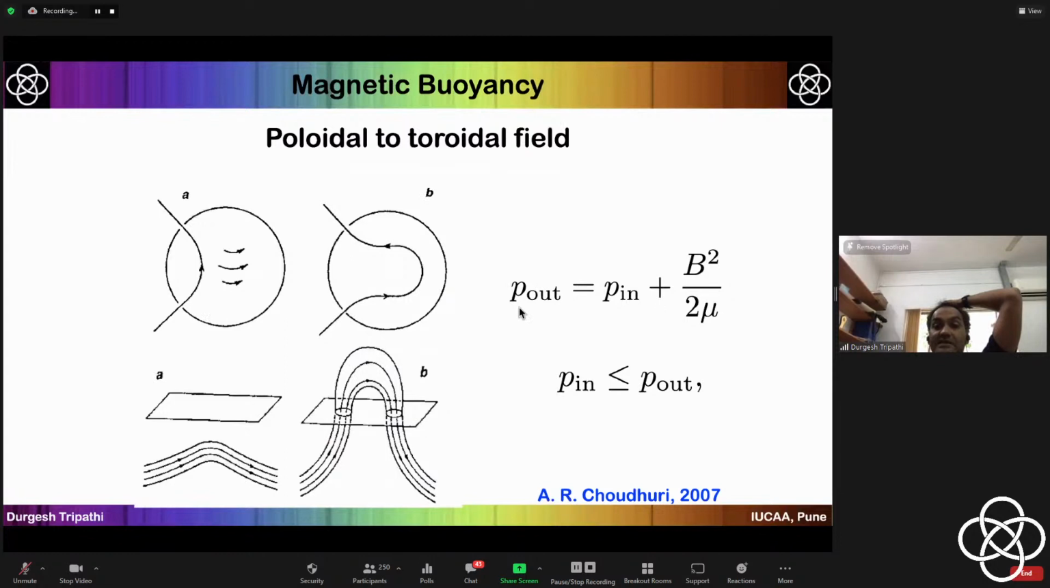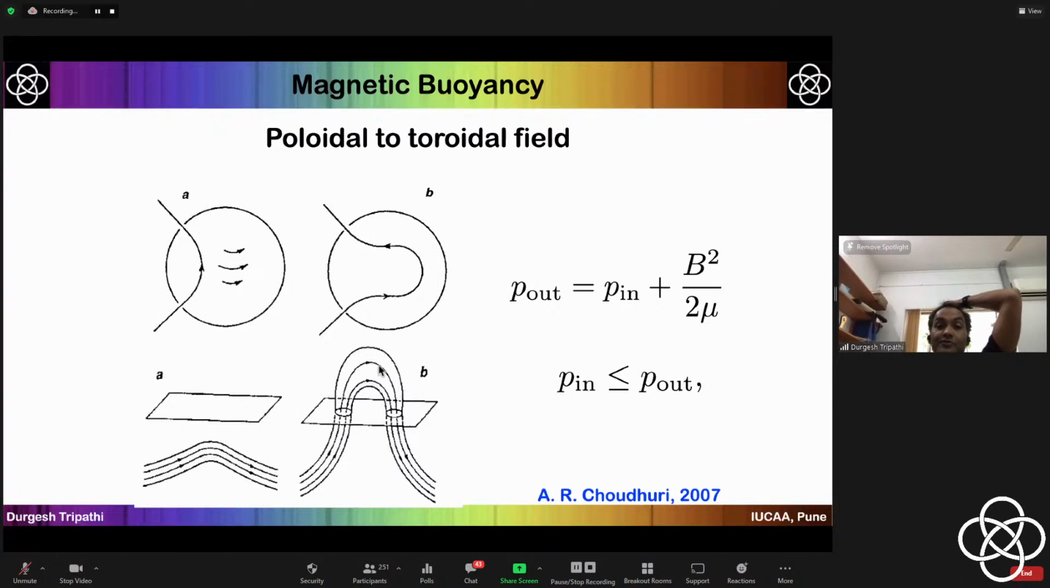So the pressure outside has to be equal to the pressure inside plus B squared over 2 mu, where B is a strong magnetic field. If these are the two gas pressures and the density is not the same, then the pressure inside will be lower than the outside. And therefore, this will become buoyant, and then form these kinds of loop systems.